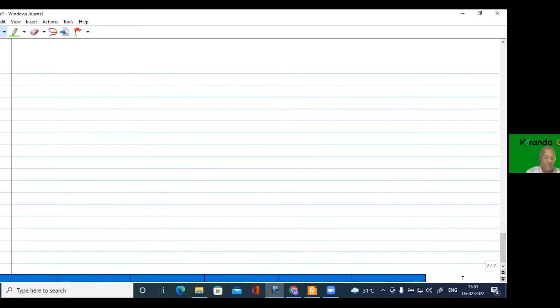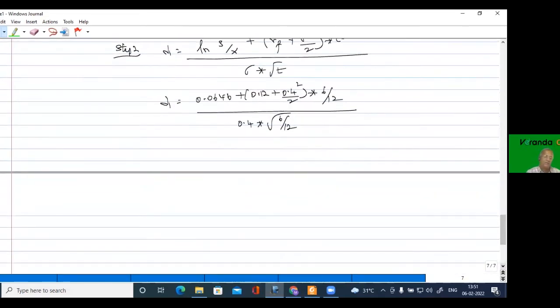So some of these computations vary a little, as you will see. I will not say it's very difficult or not. It's going to take some amount of time. So now let us take the calculator and operate it. I would like to take up the numerator within brackets. 0.4 squared divided by 2 plus 0.12 into 6 divided by 12 plus 0.0646. So that comes as 0.1646. The whole divided by 0.4 square root of 0.5.